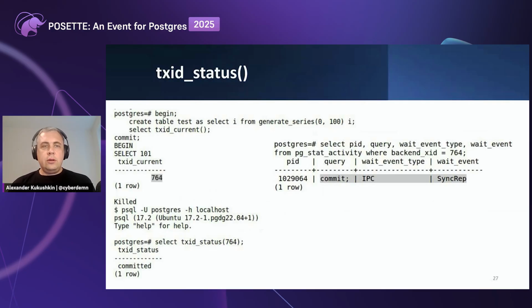How can it work? We start a transaction on the primary, we create a table, insert some data into it, and before committing, we get the transaction ID by calling the function txid_current. We can check in pg_stat_activity that after hitting commit, Postgres is waiting for synchronous standby to confirm. And we will see in pg_stat_activity wait event type and wait event, which are set to IPC and SyncRep respectively. If we kill our connection, and in my case, I also killed the psql application.